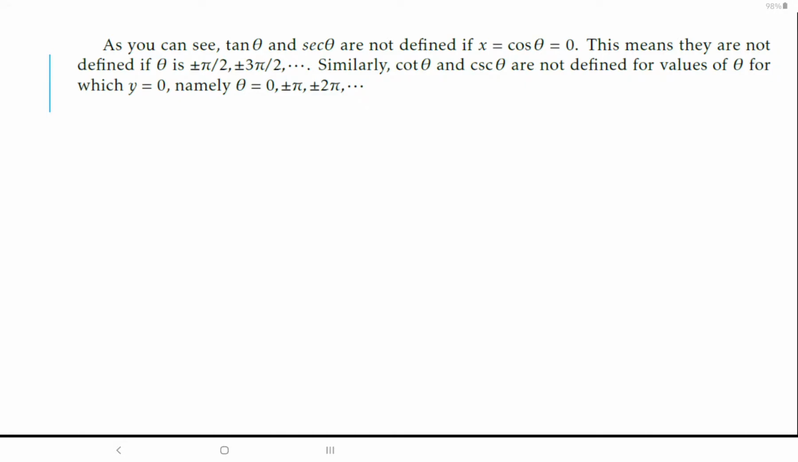Okay, similarly, ganun din naman si cotangent theta at saka si cosecant theta is expressed as a quotient of a function divided by sin theta. Okay, so saan naman ba magsisiro si sin theta natin? Sa multiples of pi naman. Okay.